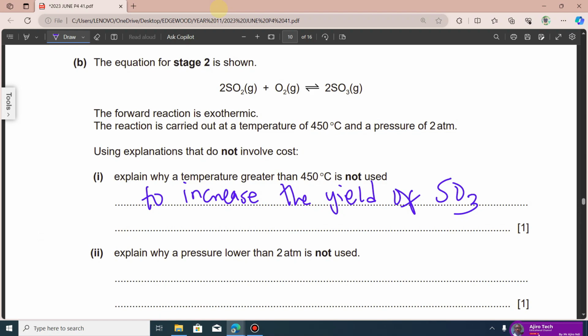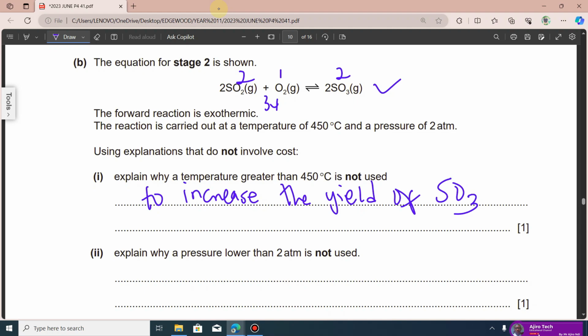Explain why a pressure lower than 2 atm is not used. Now, remember that an increase in pressure favors the side with fewer volumes. Let's see the total number of volumes on the left. So it is 2 plus 1 here. So there are 2 volumes here, 1 volume here. That's a total of 3 volumes. And on the right is just 2 volumes. So if you increase the pressure, it will favor the side with fewer volumes. That is, you have more yield of SO3. But if you reduce the pressure, you reduce the yield.